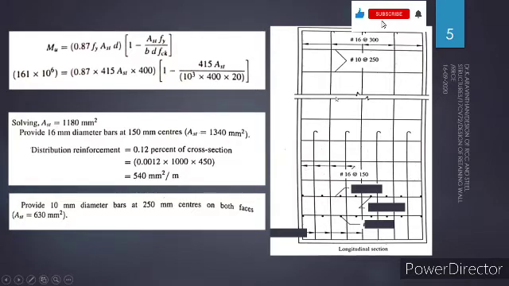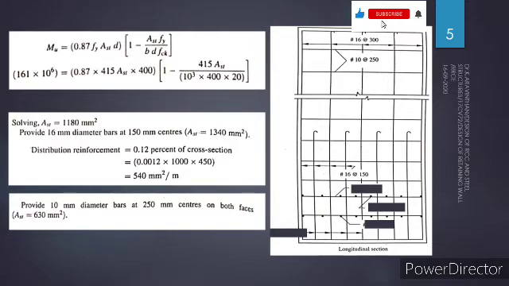For economic consideration, we will be reducing 1 bar after each. So after each bar, 1 bar will be reduced at the top of the stem. Hence the main bar provided at the top is 16 mm at 300 center to center. And for distribution reinforcement, you have a minimum reinforcement condition, that is 0.12 percent of cross section.